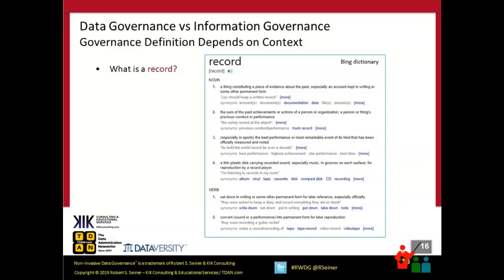But when you go to someplace as simple as the Bing Dictionary to get a definition of what a record is, you see that they use a lot of words. If you read through that, it says a thing constituting a piece of evidence from the past, the sum of past achievements. It seems to be data. It seems to be information. It seems to be documentation. So the truth is that if you go throughout the definition anywhere of what a record is, it's very difficult to define what a record is without using the term data or documentation or recording or information.